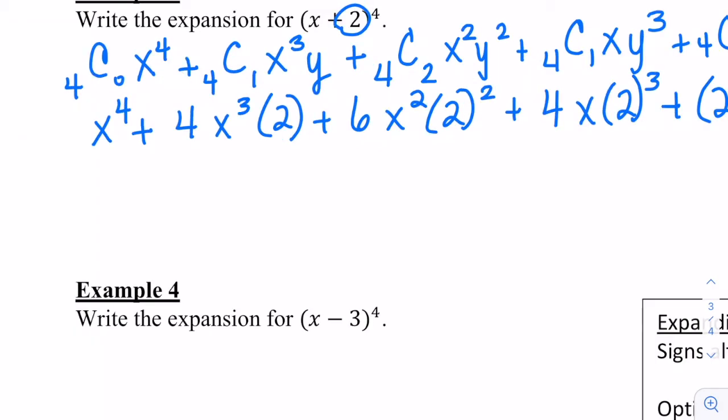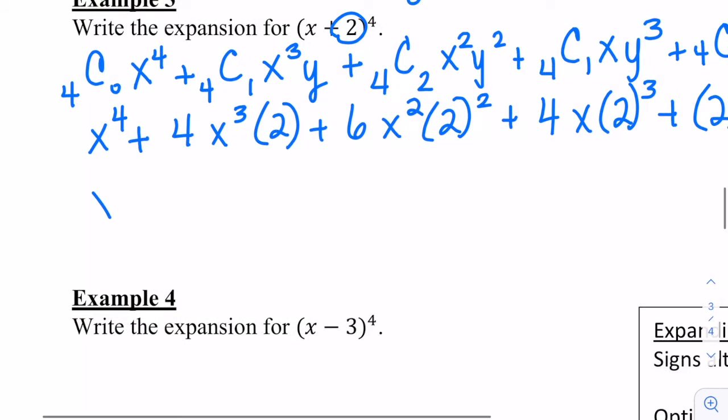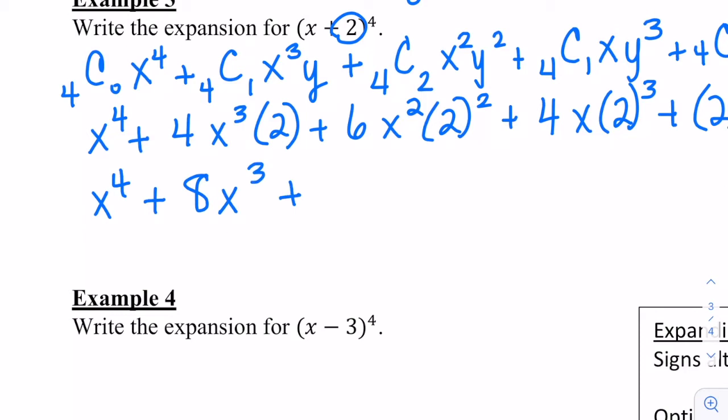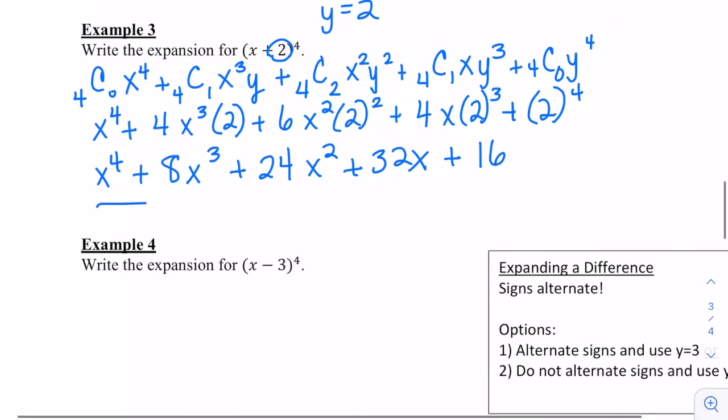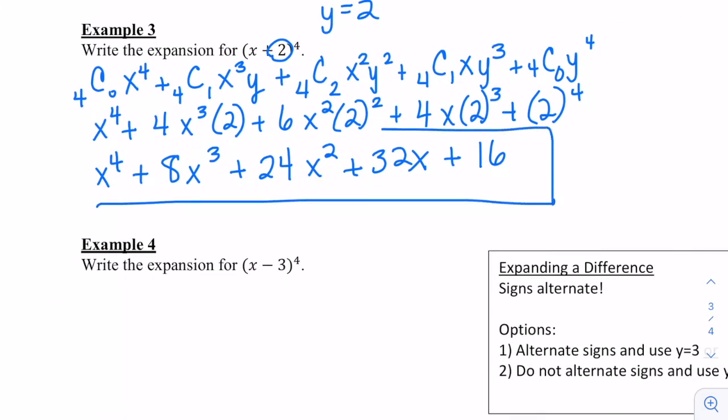Now let's just simplify this a little bit more. So we have x to the fourth plus 8x cubed. That'll be 4 times 6, that's 24x squared. Then 8 times 4, which is 32x. Plus 2 raised to the fourth, which is 16. So now we've expanded x plus 2 raised to the fourth.